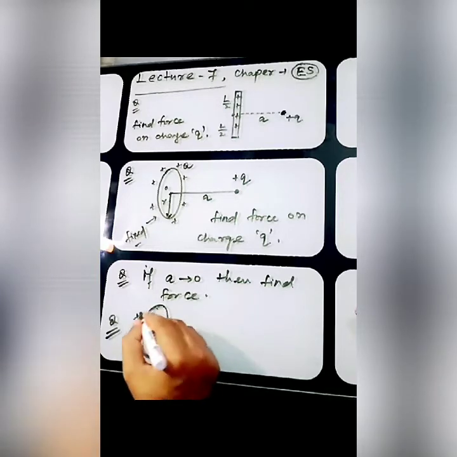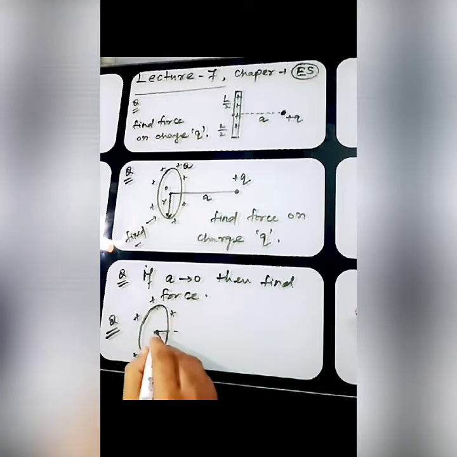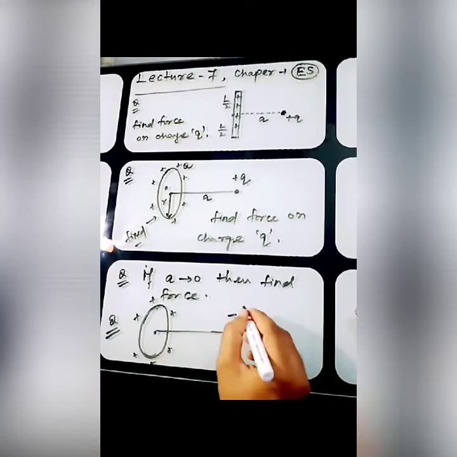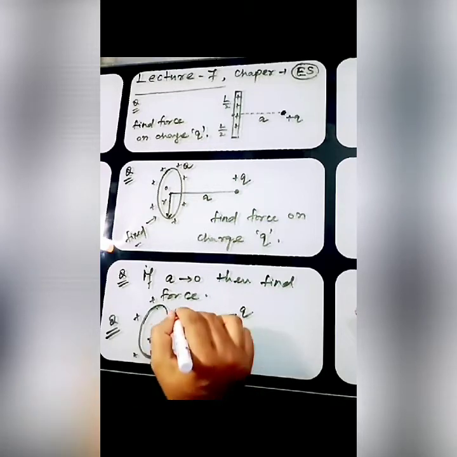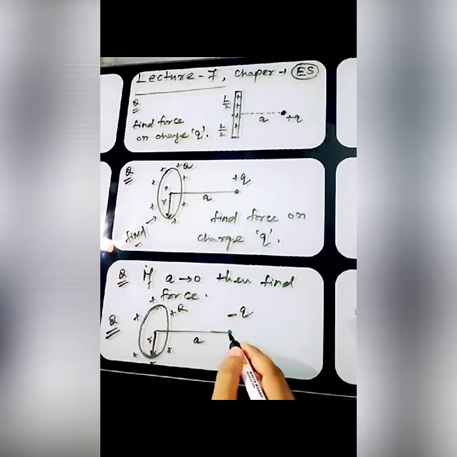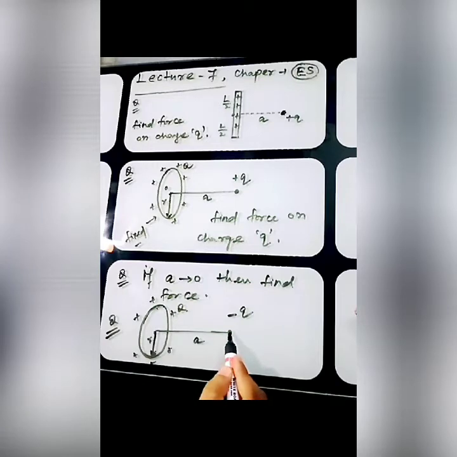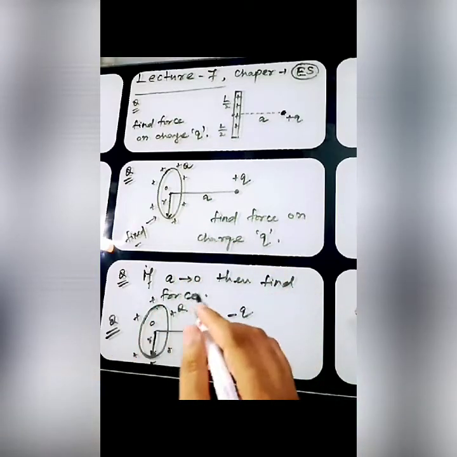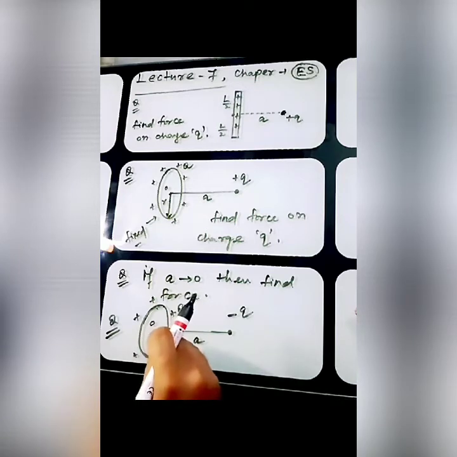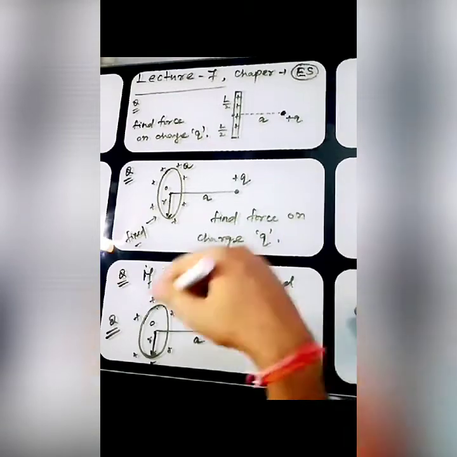Now the ring is positively charged, and minus Q is placed at the same distance, same radius, everything the same. Okay, now what will be the force? And in the next case, if A is 0, that is, this charge goes to the center O, then what will be the force?